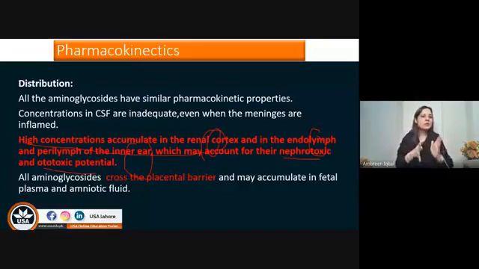So whenever the name of aminoglycosides comes, the other adverse effect that comes to our mind is ototoxicity. Let me revise the names of the drugs that are going to affect: gentamicin, amikacin, kanamycin, and tobramycin. They are all the drugs that act as aminoglycosides.